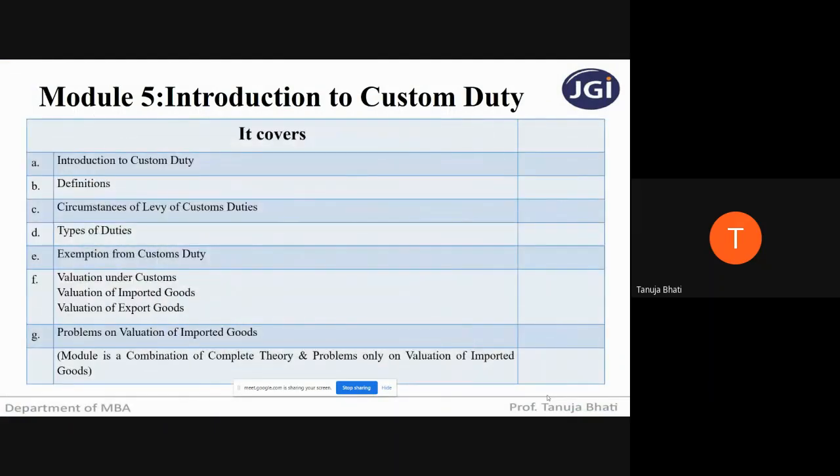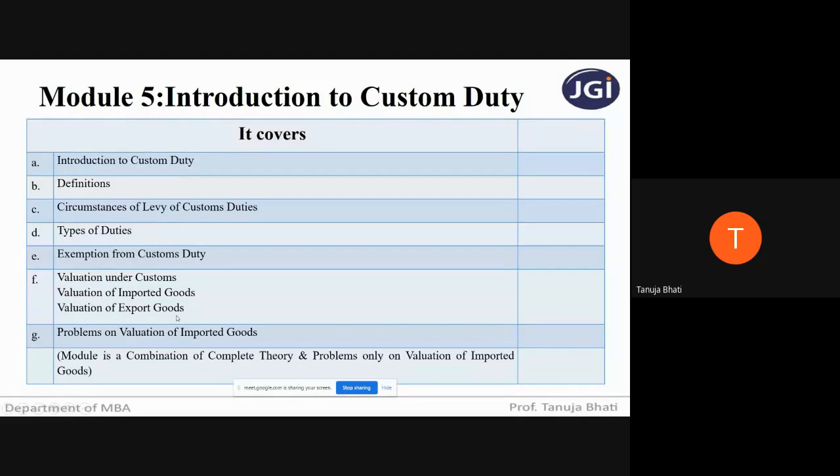Under this particular module, as per the VTU syllabus, we will be seeing an introduction to customs duty, the different definitions under customs duty that we need to know, the circumstances of levy of customs duty, the different types of duties of customs, the exemptions that are available under customs duty, and valuation under customs. Under valuation under customs, we have to see valuation of imported goods and valuation of exported goods.